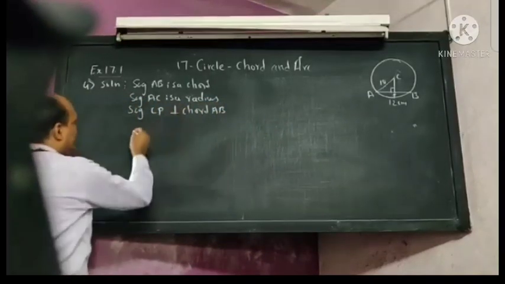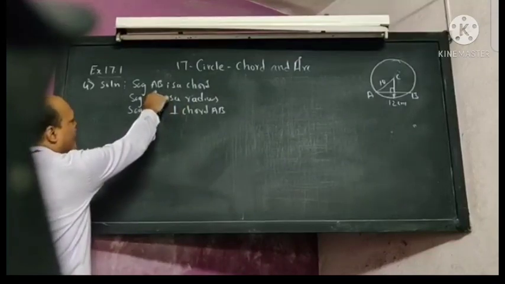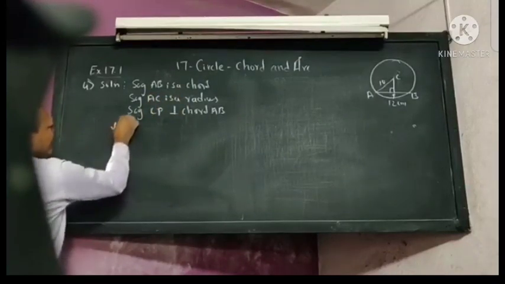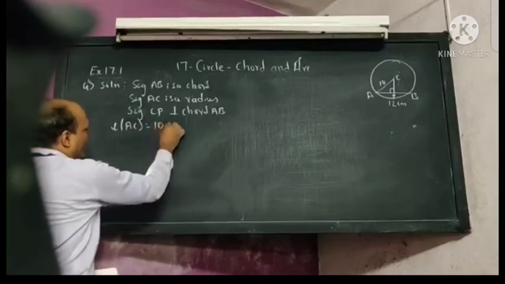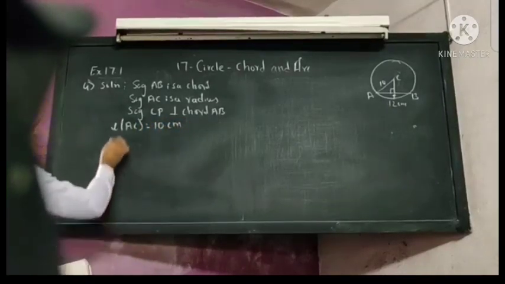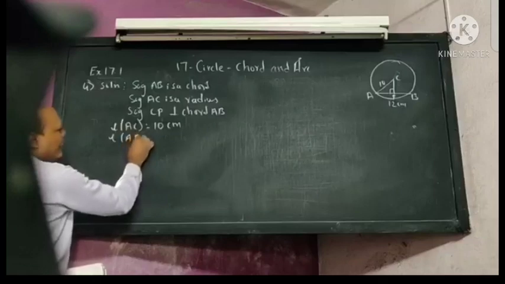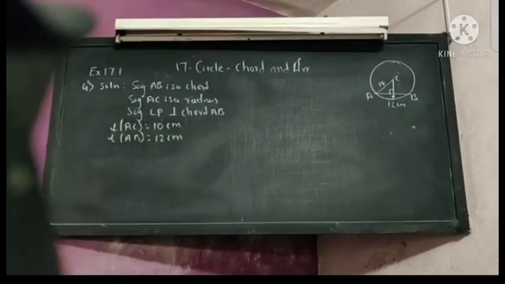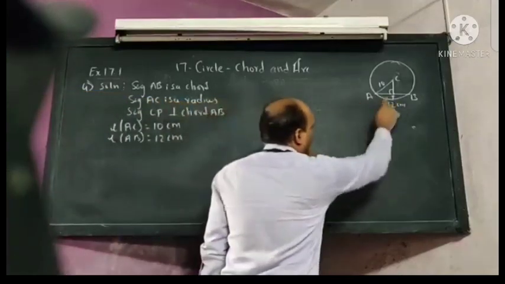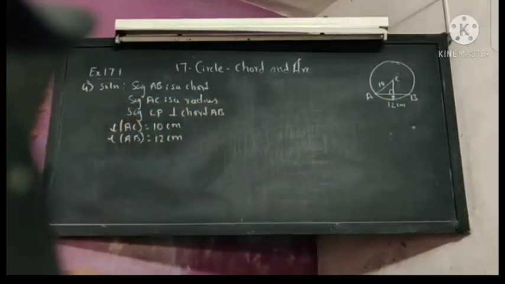Now what is given in the question? Radius is given. Radius what you have taken? AC is the radius of the circle. That means length of AC is given to you, 10 centimeter. And length of AB is given to you, that is 12 centimeter. First of all, again here we will find the value of AP first of all. Again the property we have to write.